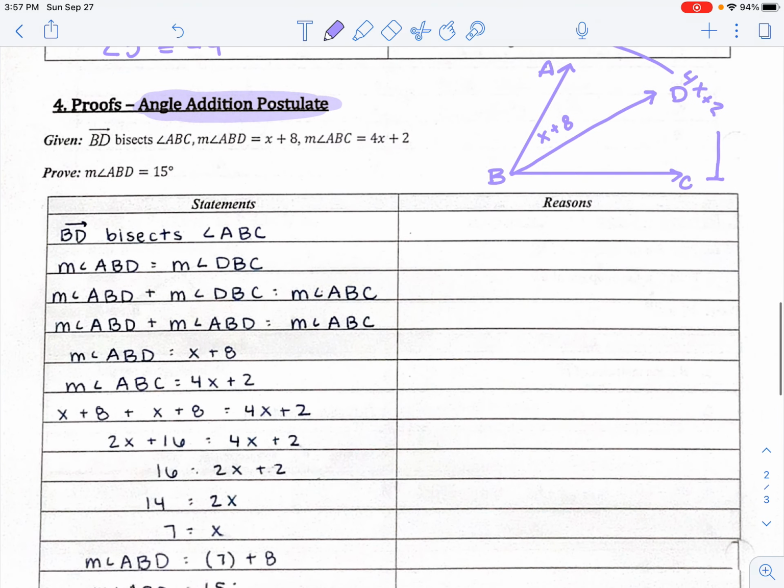Alrighty, so we just have to kind of plug in our reasons. So the first one says, BD bisects angle ABC. How did we know that? It was in our givens right here, so that's going to be given.